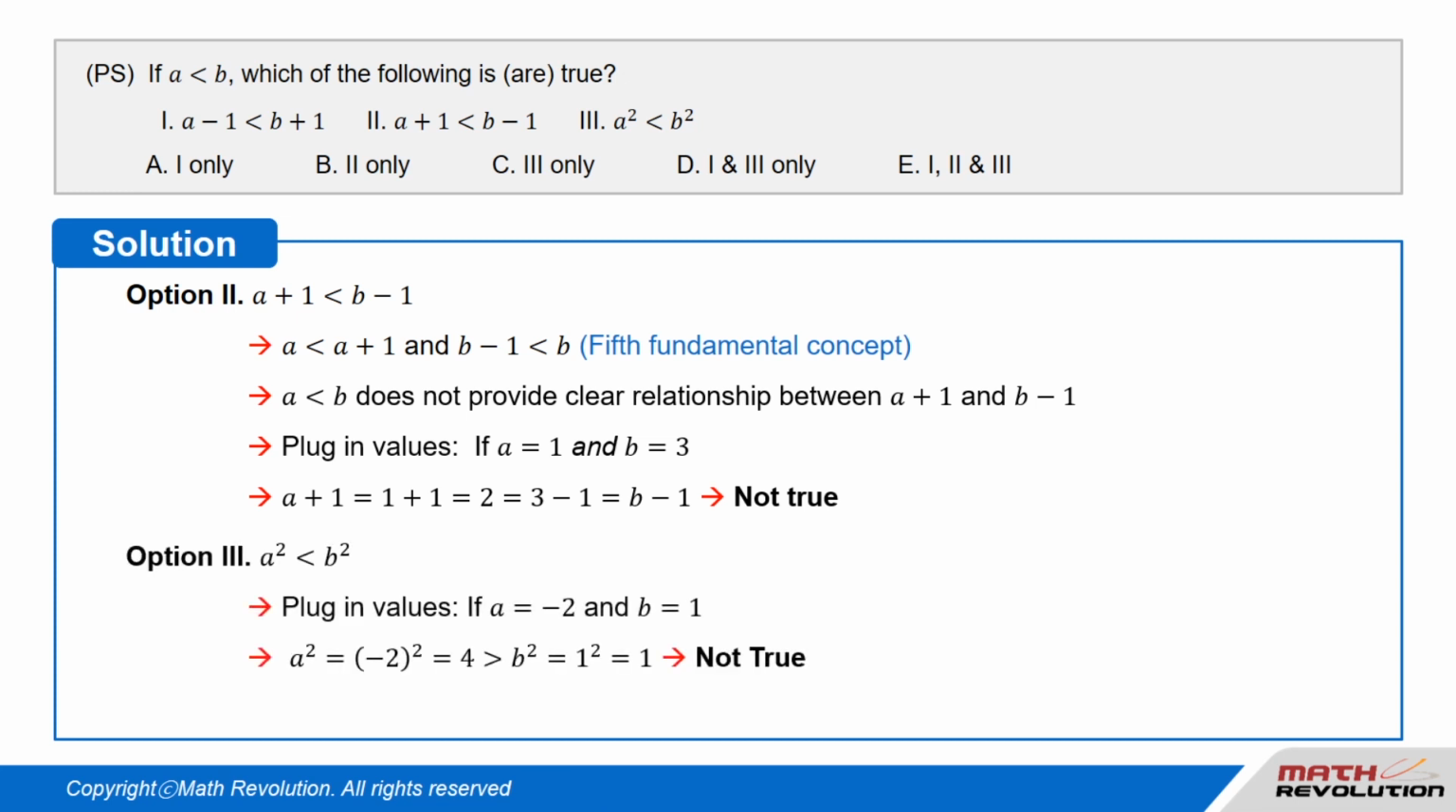Option 3. A squared is less than B squared. Let us plug in values for A and B to verify this option. When A equals -2 and B equals 1, A squared is greater than B squared, because -2 whole squared is greater than 1 squared, and hence this option is also not true. Thus, only option 1 is true, and A is the correct answer. Answer A.